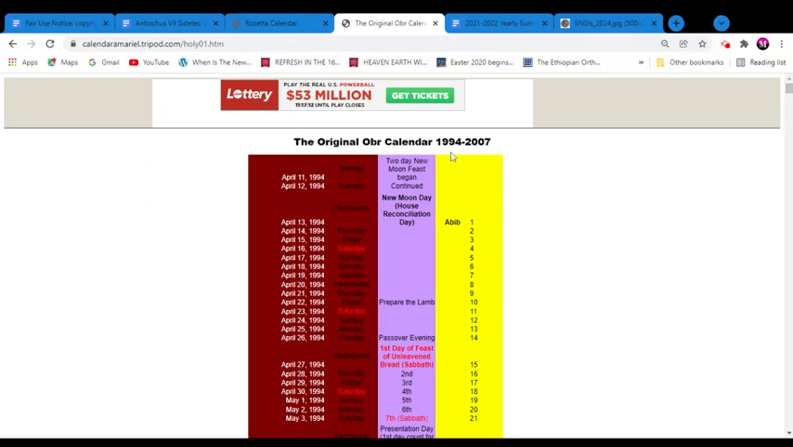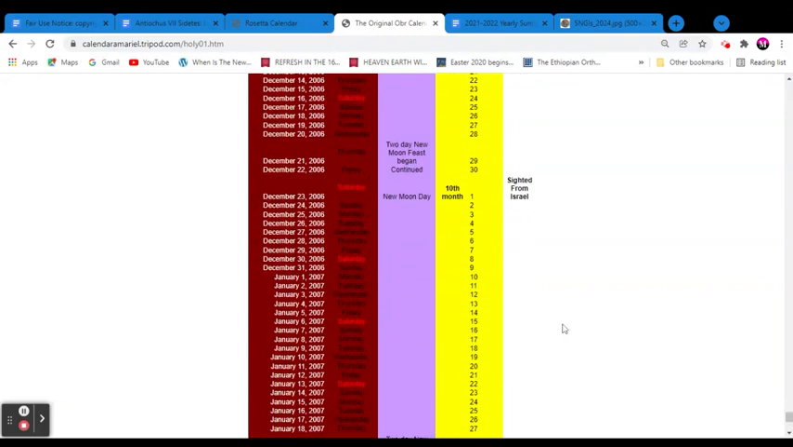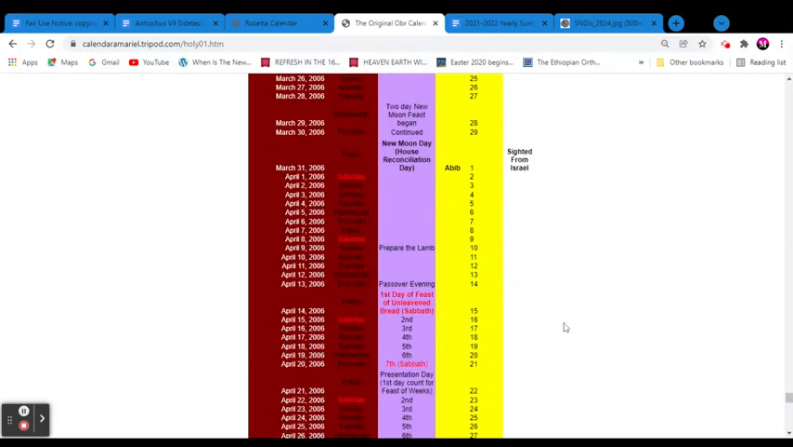So here are his records from 1994 to 2007. What we're going to do is go to the last one, so you can get a better idea. Let me take you all the way down first. His last day entry was March the 21st in the year 2007, and that is his first day for Aviv. So we're going to back this up, and as we back this up, we're going to end in the year 2006. The first day of Aviv that fell in 2006 fell on a Friday, on March the 31st.